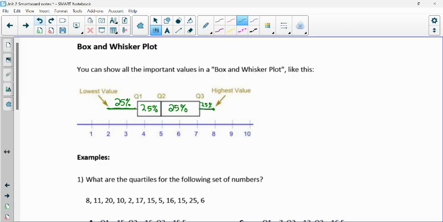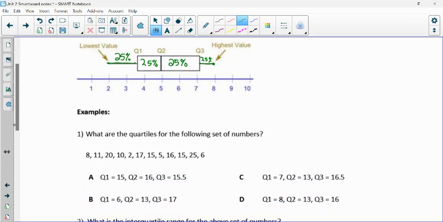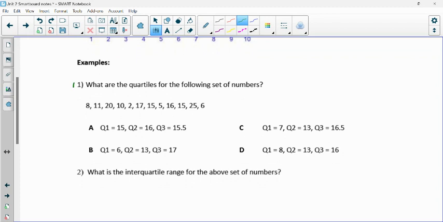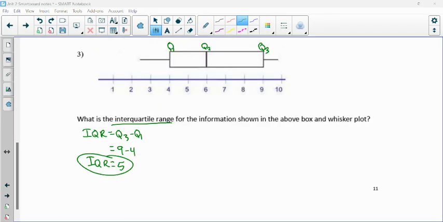All right, so take a moment and try doing 1 and 2 on these examples, 1 and 2. So here we have Q3 minus Q1, 9 minus 4, IQR for number 3 would be 5.